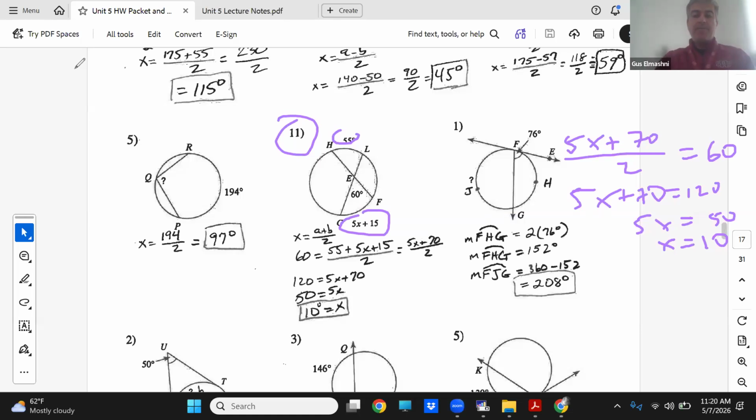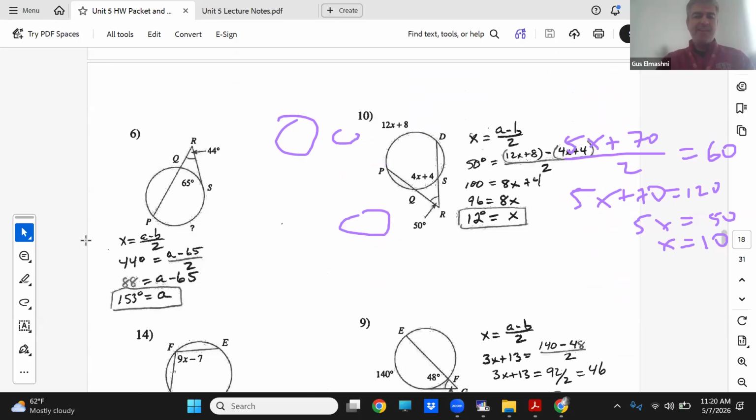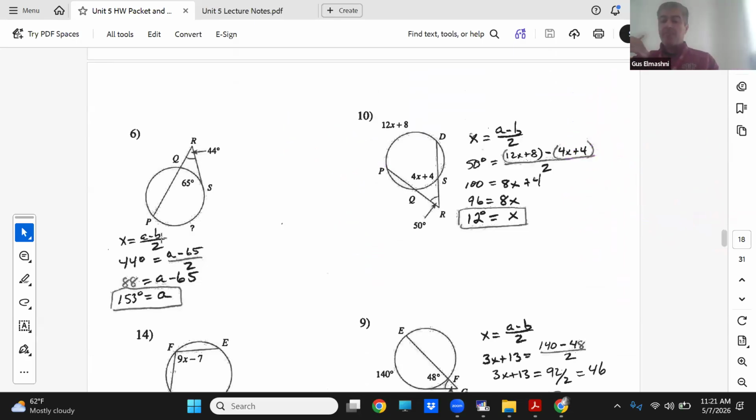Yeah, Colette. Okay, let me see where number 10 is. Okay, right here. All right, so for number 10, you've got two arcs again, right? 4x plus 4 and 12x plus 8. 12x plus 8 is more than 4x plus 4. Subtract it. You get (8x plus 4) up top over 2 equals 50. Move the 2 over. Keep going. You should get 12.